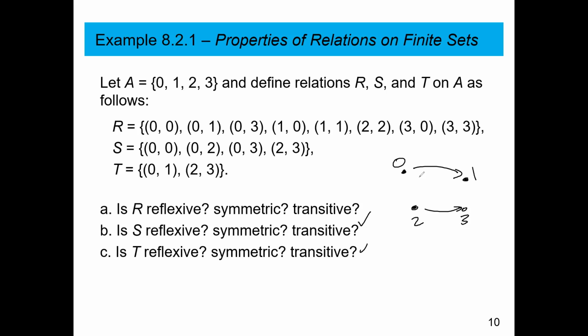So here we have S and T are both examples of transitive relations that are not symmetric or reflexive. And A is an example of a reflexive symmetric relationship that is not transitive. All right.